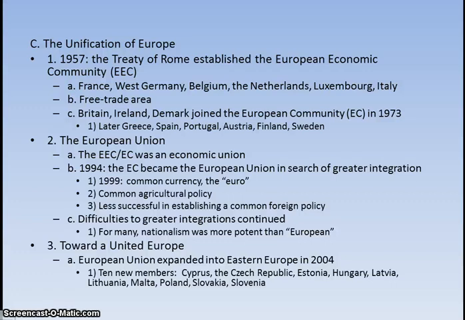Then Britain, Ireland, and Denmark will join the European Community in 1973, and later you're going to see Greece, Spain, Portugal, Austria, Finland, and Sweden also joining it. So you're going to have no more trade barriers between these countries. That's going to allow more trade, and you really are going to see a huge boost in their economy because of it. The European Union is now going to be created, and this came about because they understood the economics, and now they want to get more into the politics of being a union.